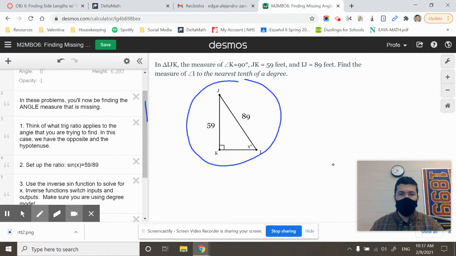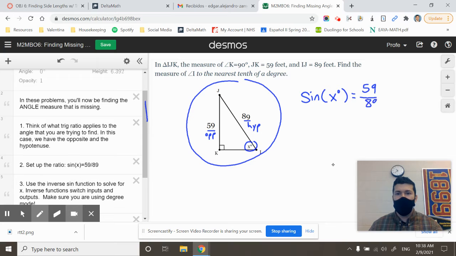If I'm trying to find the angle x, I've got the sides 59 and 89. By now I can do this a little quicker. I know that this side is my opposite side and this side is my hypotenuse. Opposite over hypotenuse, that is sine. So I can set up the following ratio: the sine of angle x, which I don't know how large it is, equals 59/89.